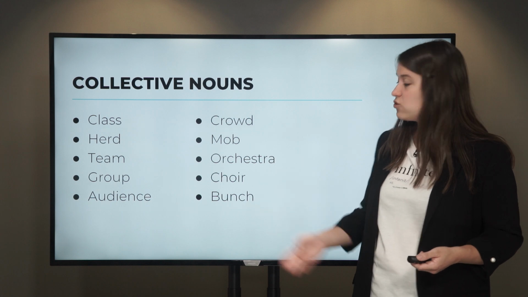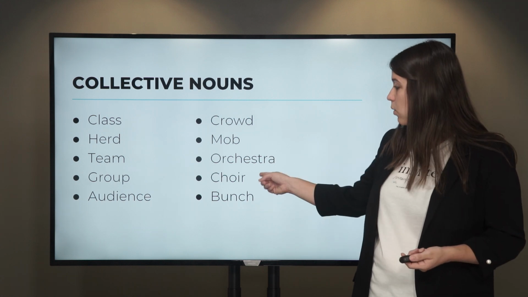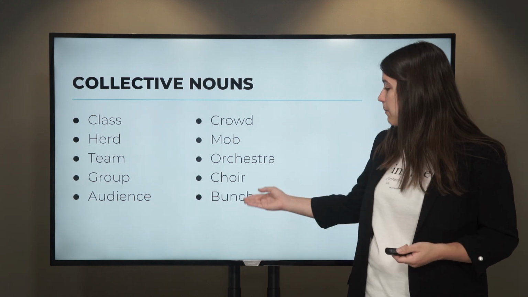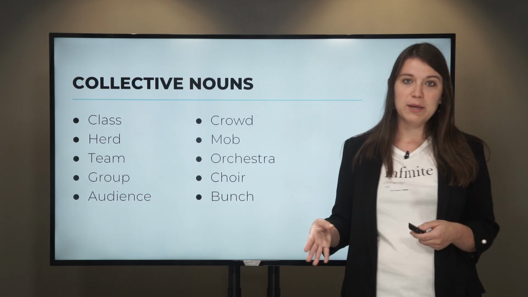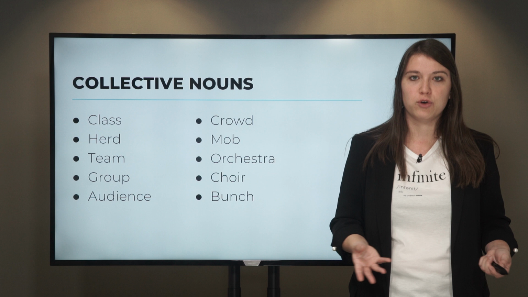An orchestra, this is a group of people who play musical instruments. A choir is a group of people who sing together. And a bunch can be used both for people or for fruits, like for example, a bunch of grapes.